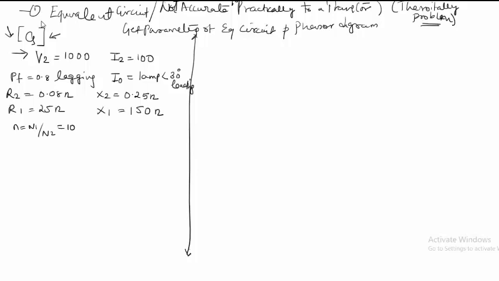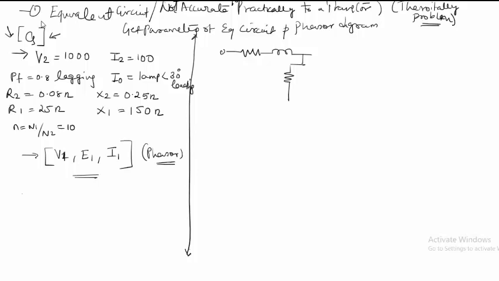So now the first thing is how to draw the equivalent circuit. Considering the basic parameters, the equivalent circuit of this transformer could be drawn something like this. The question is to find out V2, V1, E1 and I1 currents, and also draw the phasor diagram from this if possible. So this is how I can draw my equivalent circuit for the transformer.